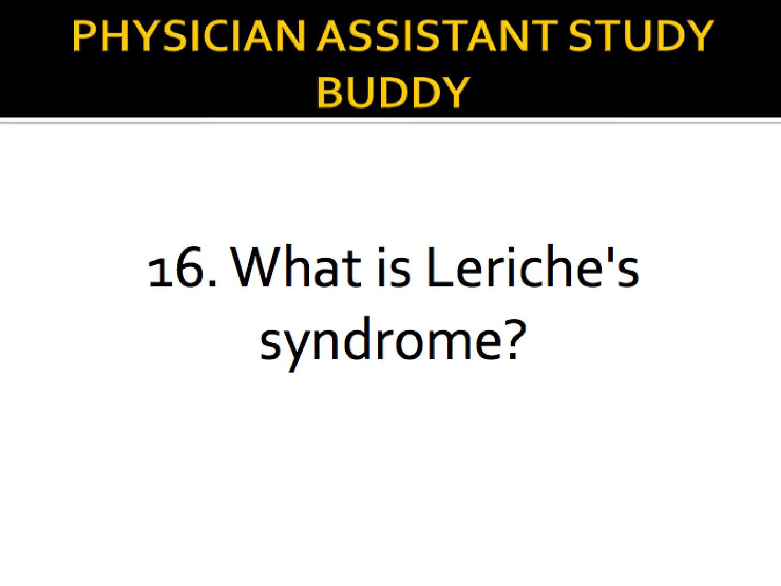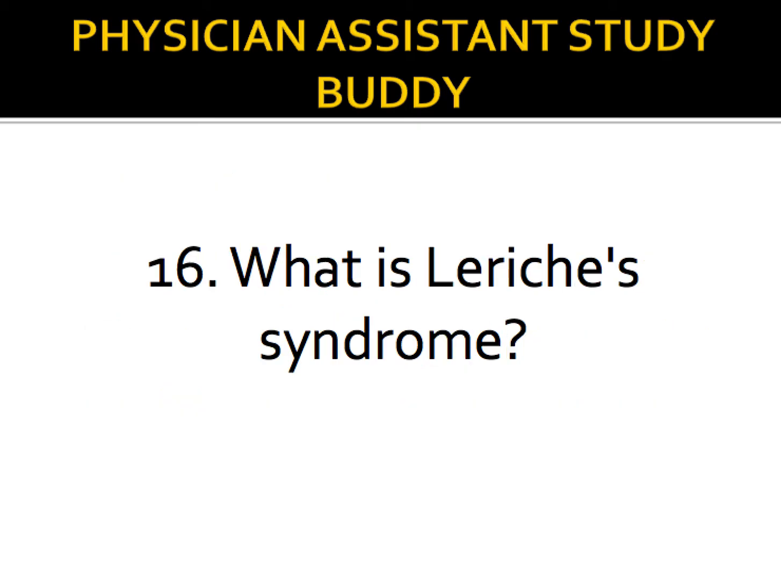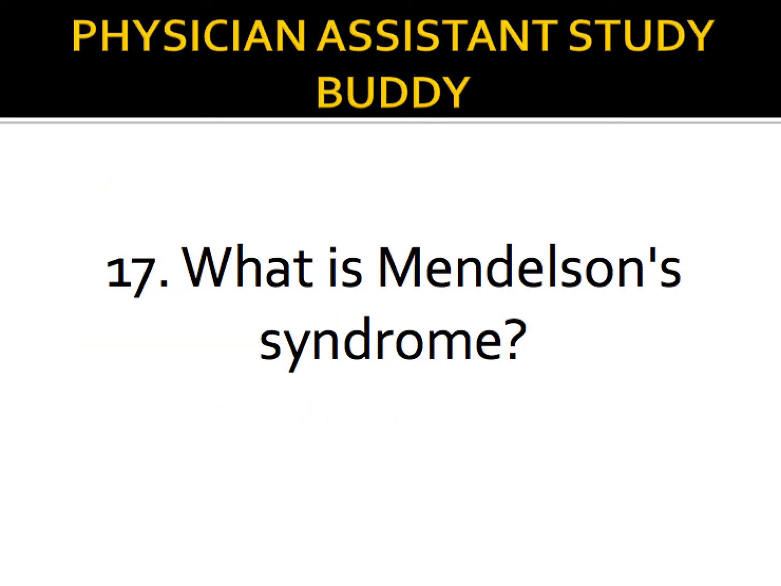What is Leriche syndrome? That is claudication of the buttocks and thighs, impotence, atrophy of the legs, seen with iliac occlusive disease. So they're going to tell you this patient has Leriche syndrome. They may give you a couple of these, say the patient has reported impotence, has atrophy of the legs, and what other condition, and you should look for claudication of the buttocks and thighs for your answer. And they may also ask you what it is also seen with, and that would be iliac occlusive disease.